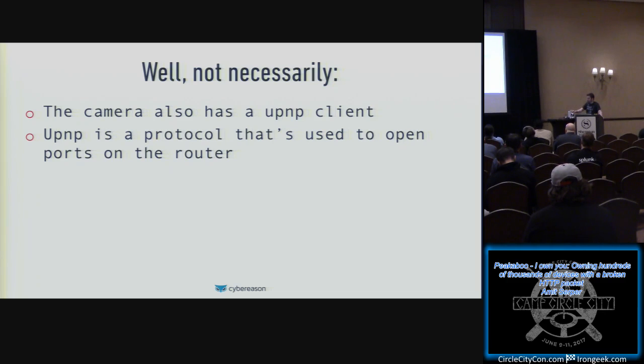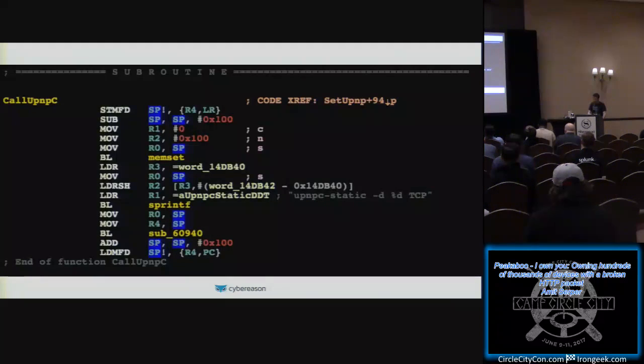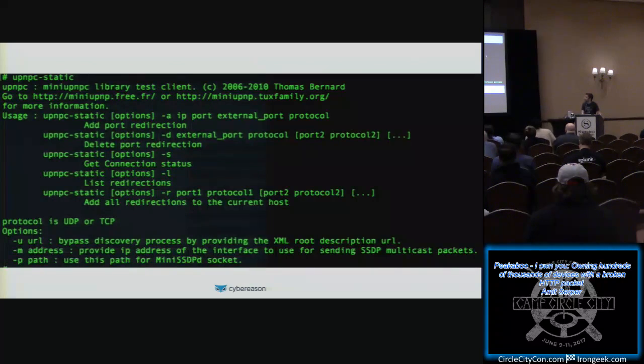Now, the bad thing about UPnP is that it depends on the router. In a lot of cases, you can't see that it actually opened any ports if you go to the control panel. So this is a screenshot from IDA Pro. You can actually see that there's a client called upnp static -d. This is the port number you want to give it, and TCP is the protocol. So you want to say, okay, upnp static -d 4444 TCP, and that's just going to happen.